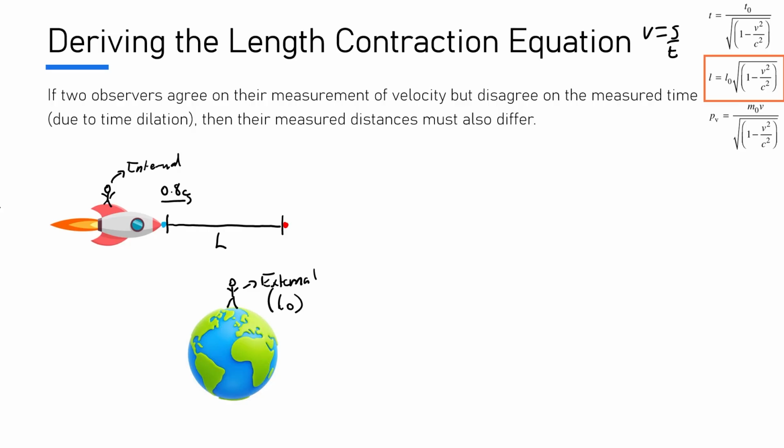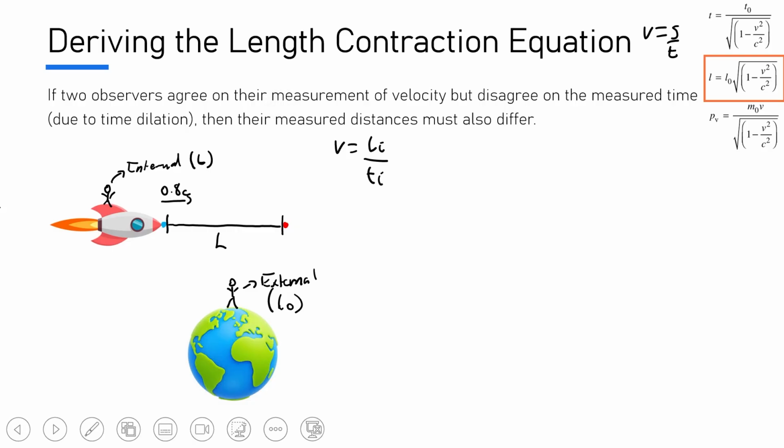And for the rocket and the person inside it, because they are moving past the markers at a speed approaching the speed of light, they are going to be measuring the contracted length. So to quantify, the velocity measured by the internal observer is going to be the length measured by the internal observer divided by the time measured by the internal observer.